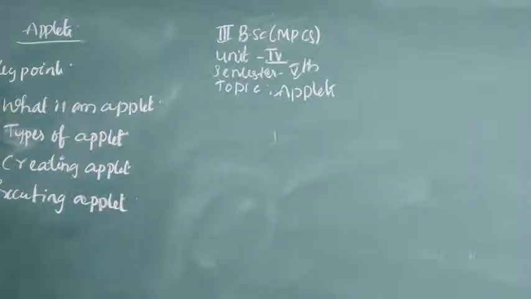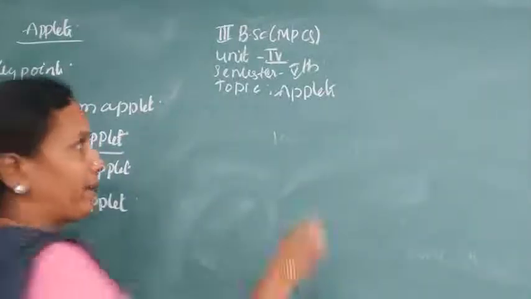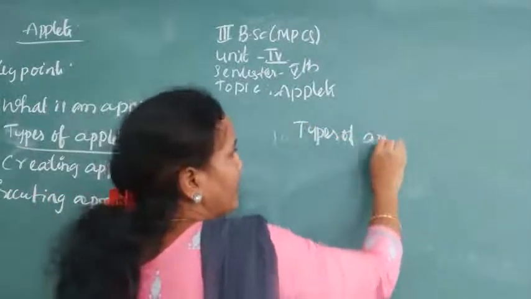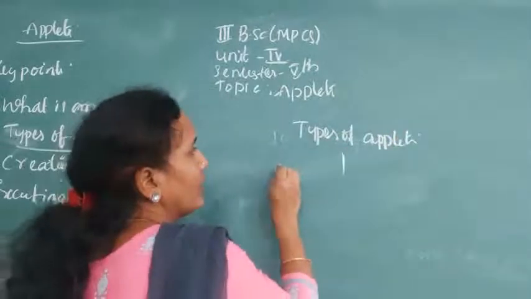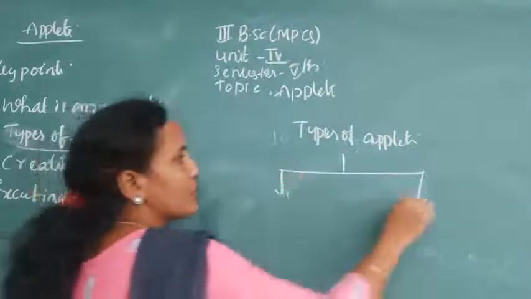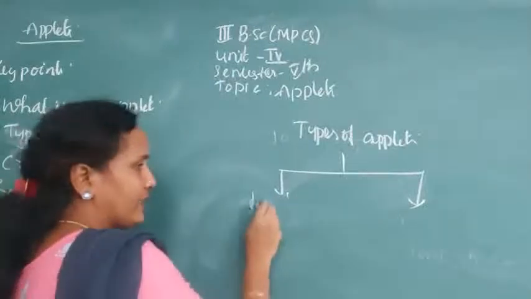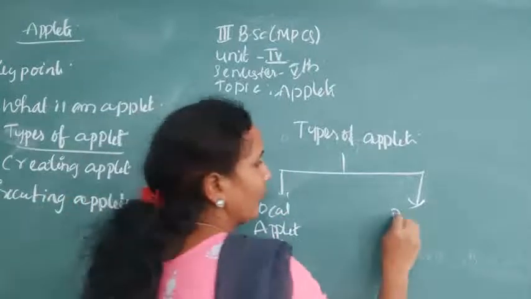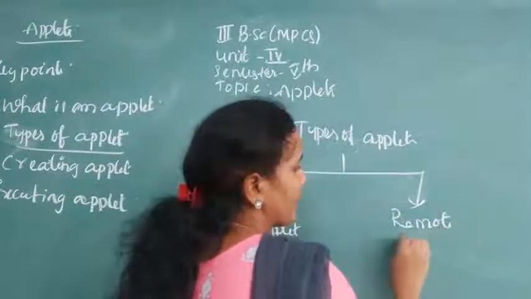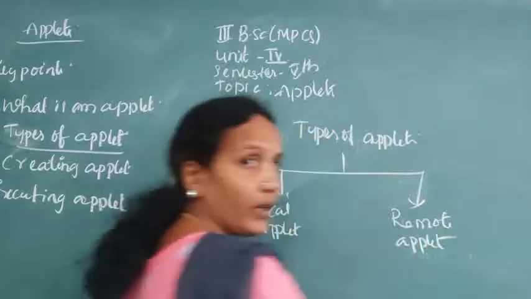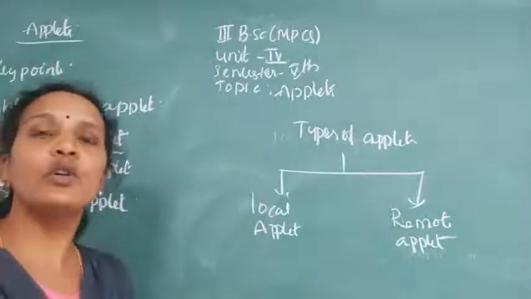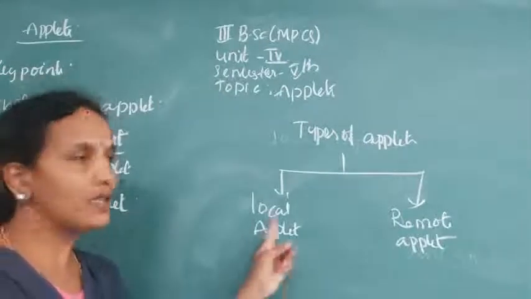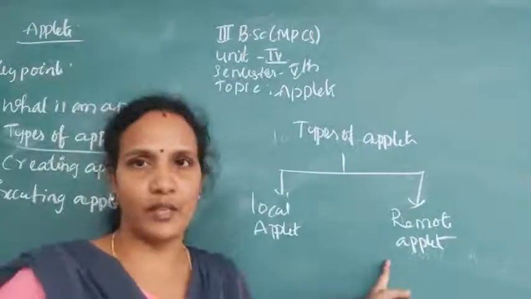Now, the second one is types of applets. There are two types of applets. One is a local applet and the second one is a remote applet. How many types of applets do we have? Two types: one is a local applet and the second one is a remote applet.